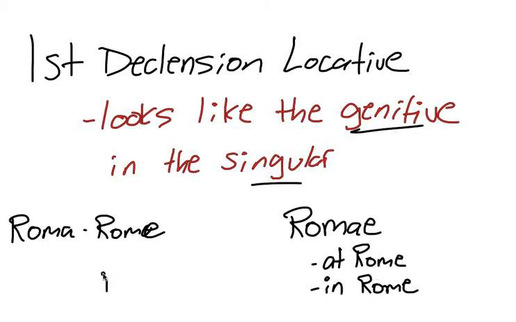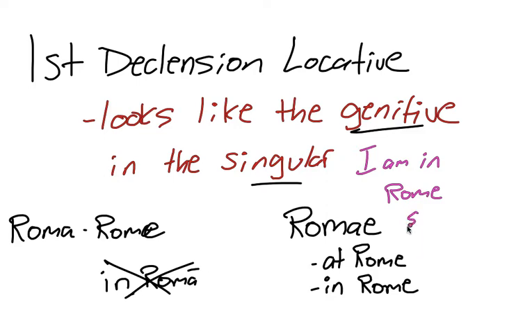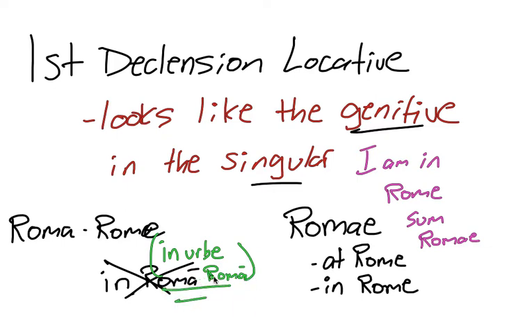Okay, so I could never say in Roma, right? Because that's wrong. Because Rome is a city, and therefore it should take a locative. And so I have to say Romae, at Rome or in Rome. So if I wanted to say something in Latin like I am in Rome, I would say sum Romae. There's a way you can kind of get around this. If you use the word urbs, meaning city, you could say in urbe Roma. And so here Roma is in apposition to urbe, so in the city of Rome. You probably have seen this a few times in the text so far, so that's one way to get around it. But if you're just saying in Rome or at Rome, then you have to use the locative form Romae.